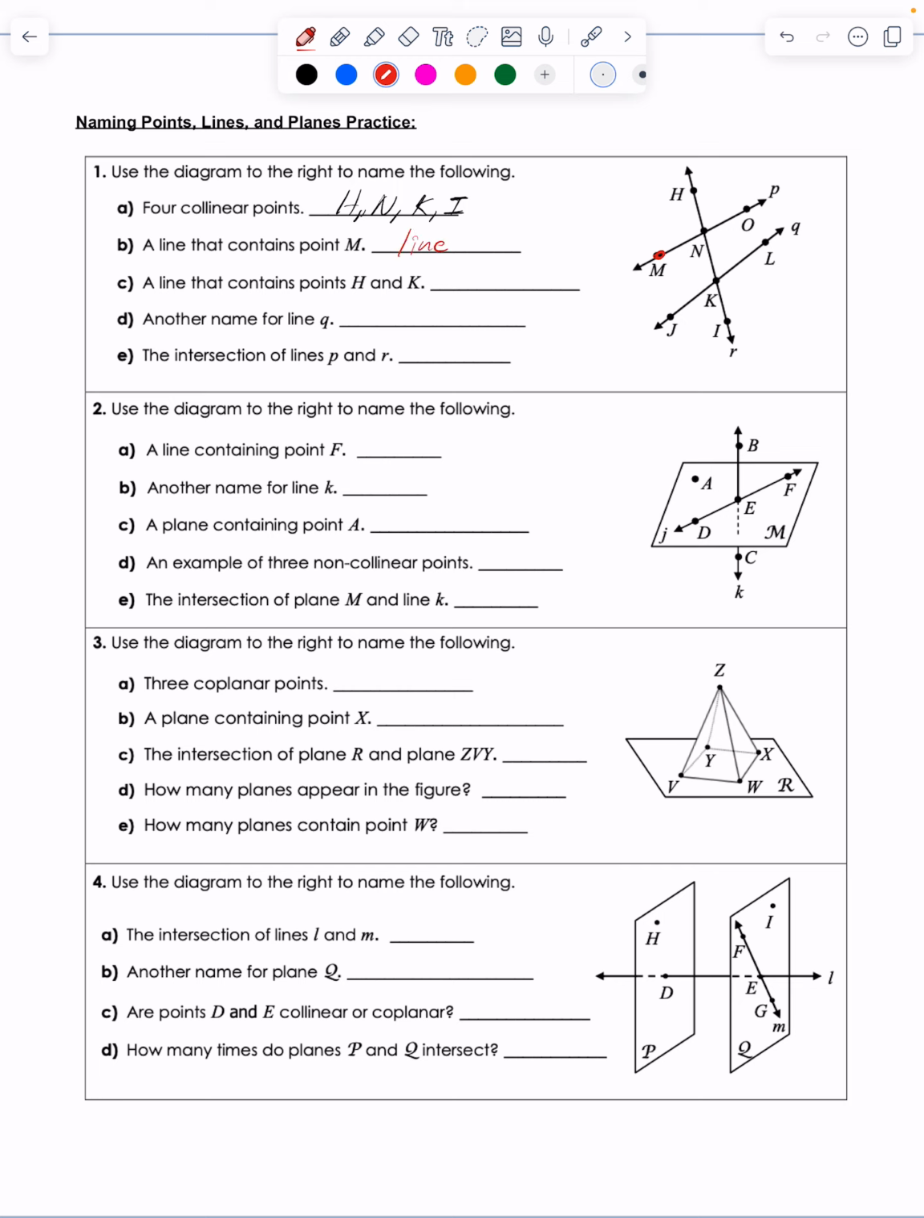Again, that's not the only way you could name that line. You could also use the other points on there to name that line. A line that contains points H and K. So H and K, here's H, here's K, that would be line R. Another name for line Q, I'm going to use these 2 points to name it, J and L, so I'll name it line JL.